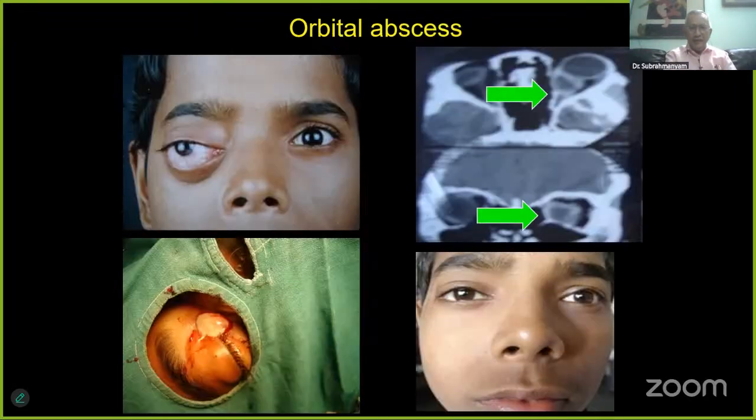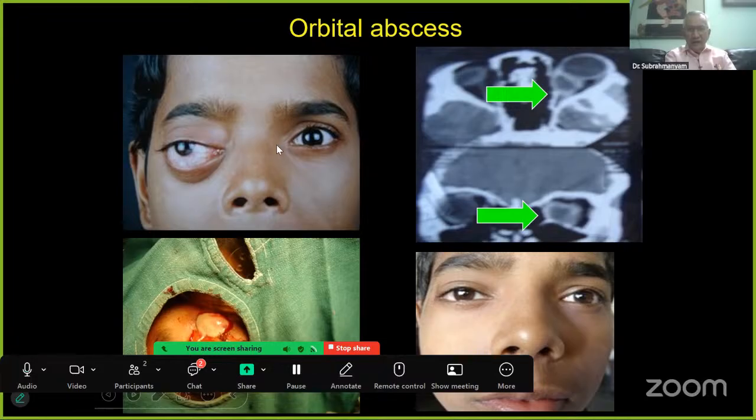Here is a patient with a severe proptosis, a bit of redness, swelling, extending onto the cheek and temporal region. The CT scan shows an abscess here, which has been drained. You can see the pus, and the patient has recovered very well, and his vision is 6/6. He is doing great.